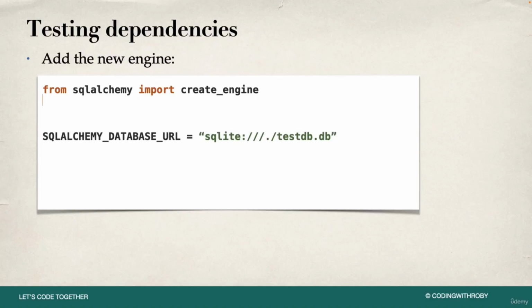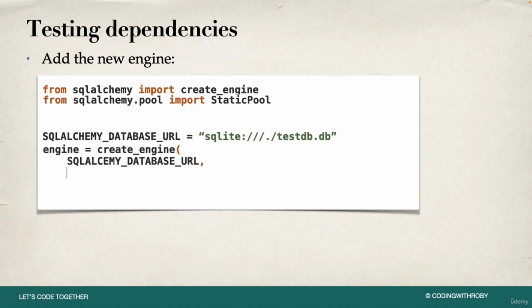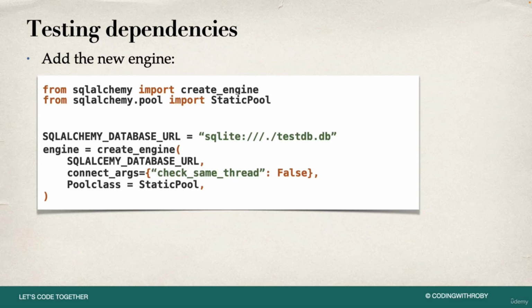So once we write this code, we then want to say from sqlalchemy.pool import StaticPool. And then we want to create our testing engine. And we can do this pretty much exactly how we do our production database, but we're going to be calling our test.db.